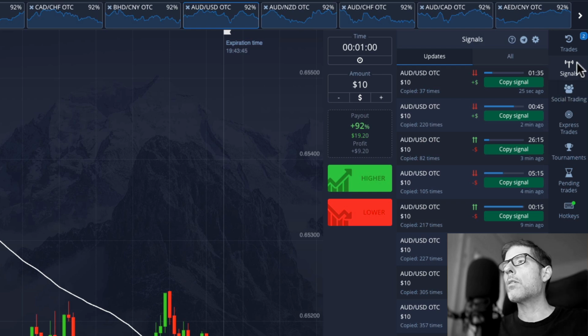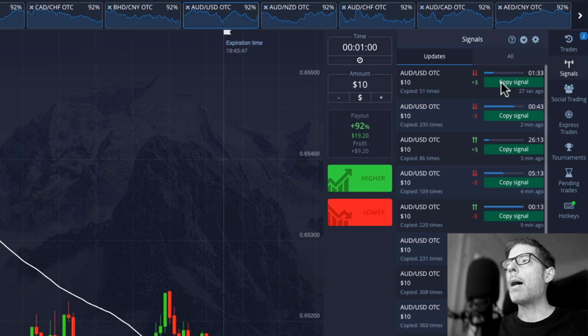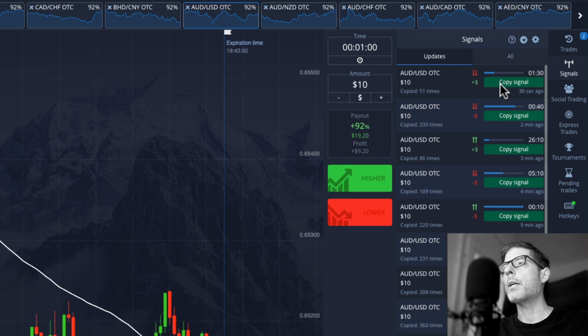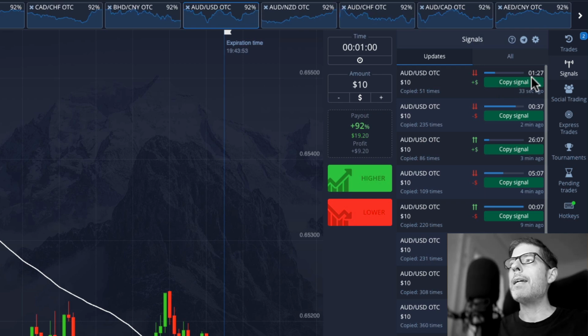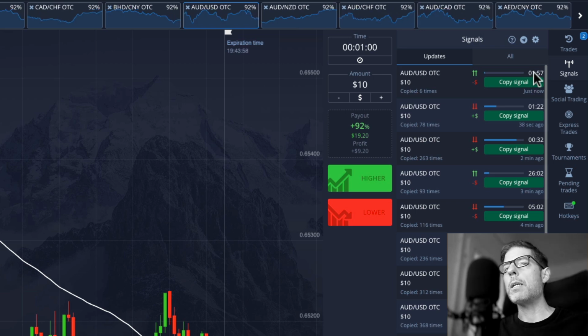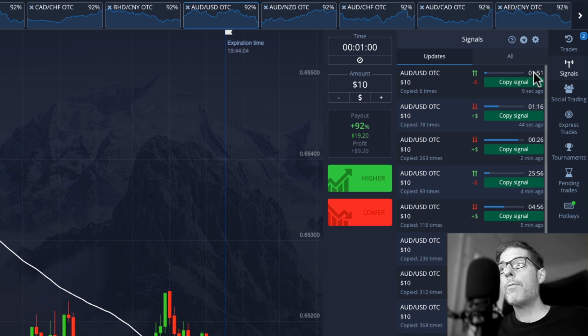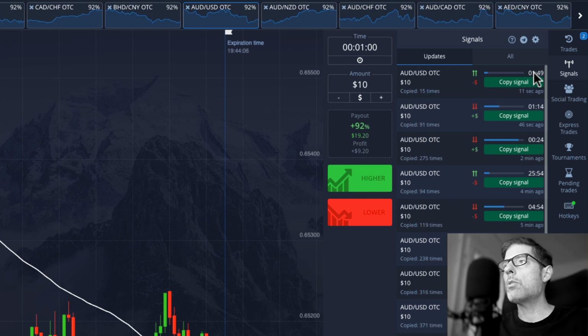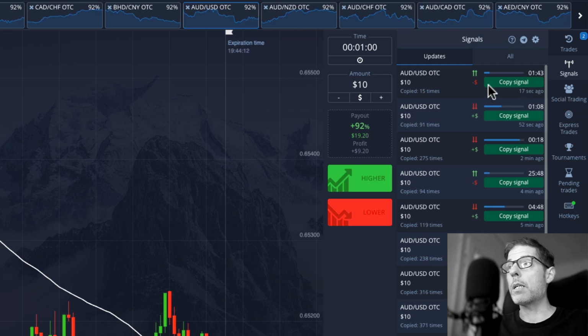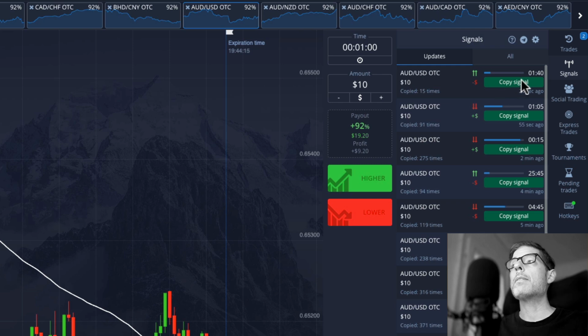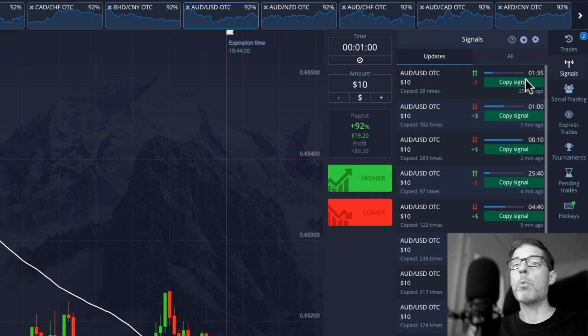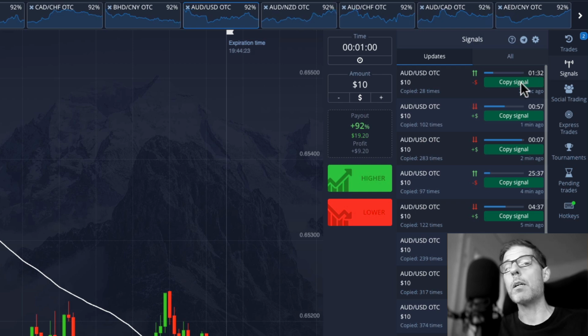When you open up the signals for the very first time, you're going to have these Copy Signal buttons, which is going to place you into the market right away. But you also have a countdown, like a little timer right above that button. This just means that's how much time is left for this particular signal. So if I were to click on Copy Signal for this signal right here at the very top, that means this trade would last approximately 1 minute and 37 seconds, or whatever the timer says at the time that I click on that button.